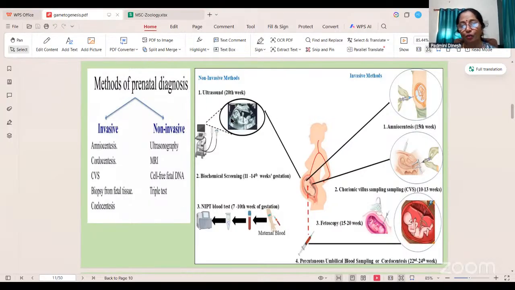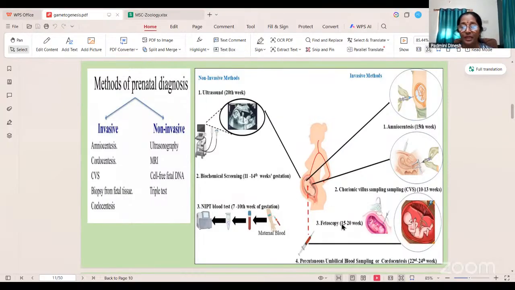MRI scanning can also be done. Cell-free fetal DNA, the DNA that can be collected from the mother and checked for any problems of the fetus can be done. And triple tests, there are different tests that can be done. Then also fetoscopy can be done.